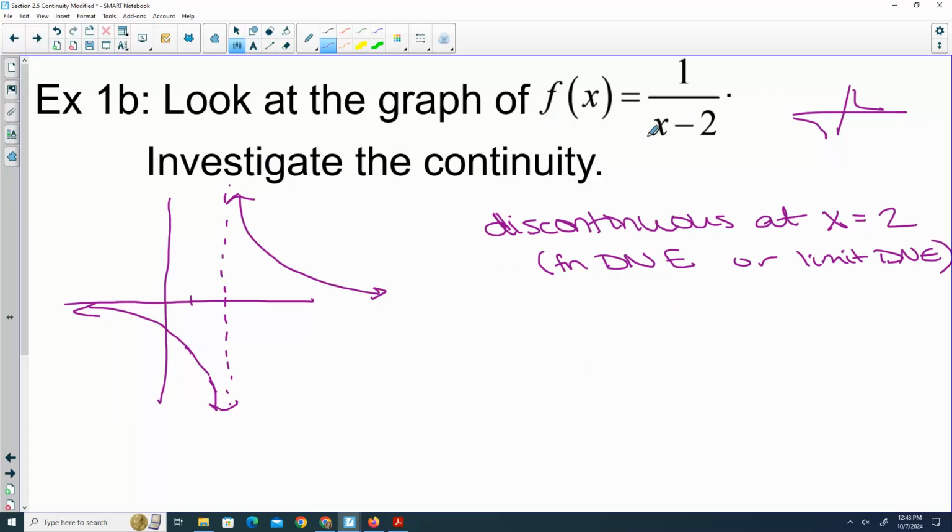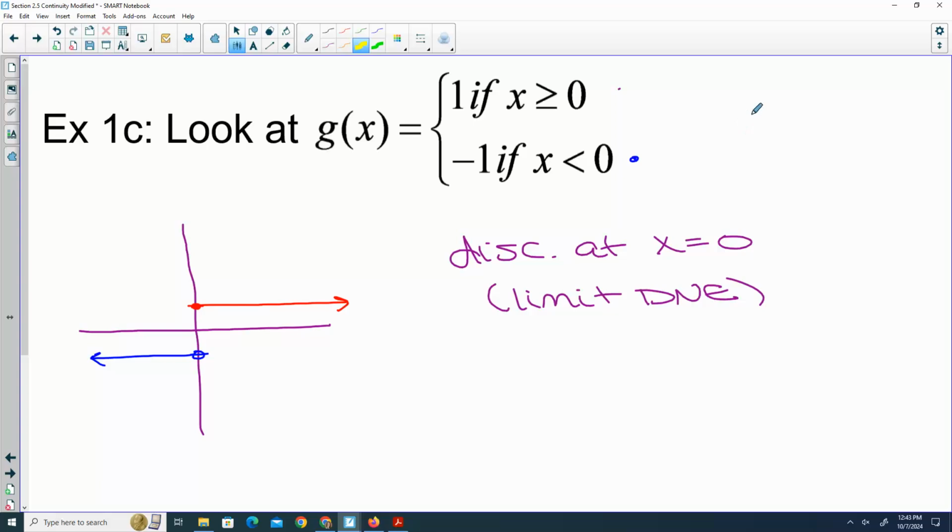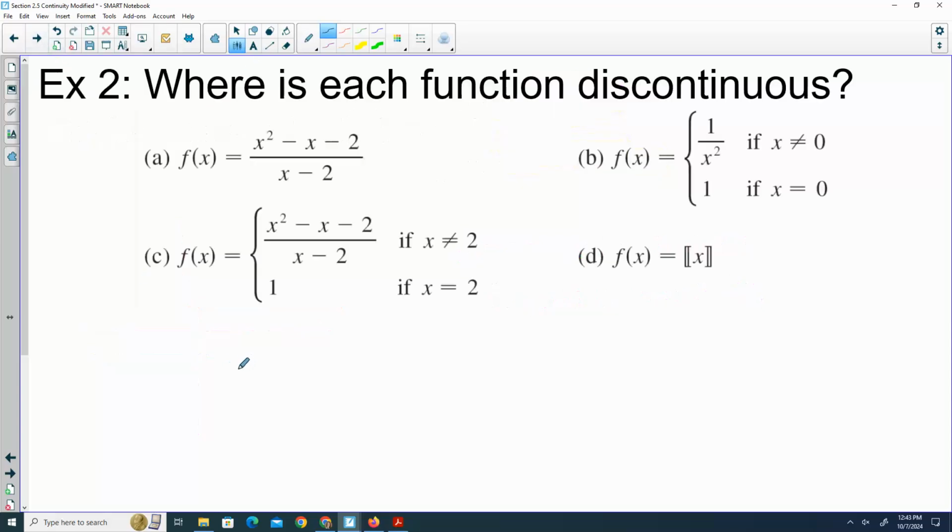So if we look so far, we had a graph with some things. What about this function made it not continuous? At 0, because they didn't equal each other. Okay, so we had a piecewise function and our breaking point was discontinuous. All right, so let's go through some different functions and see if we can find their discontinuity.